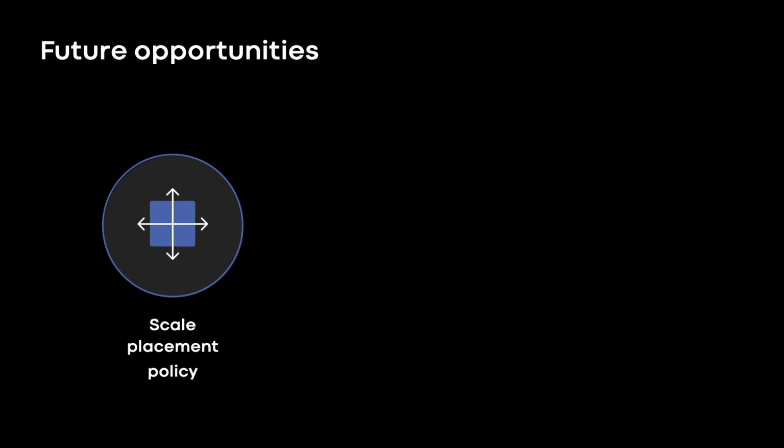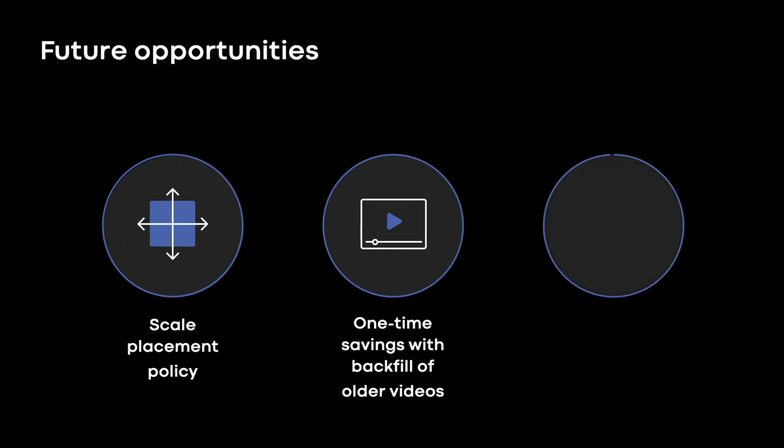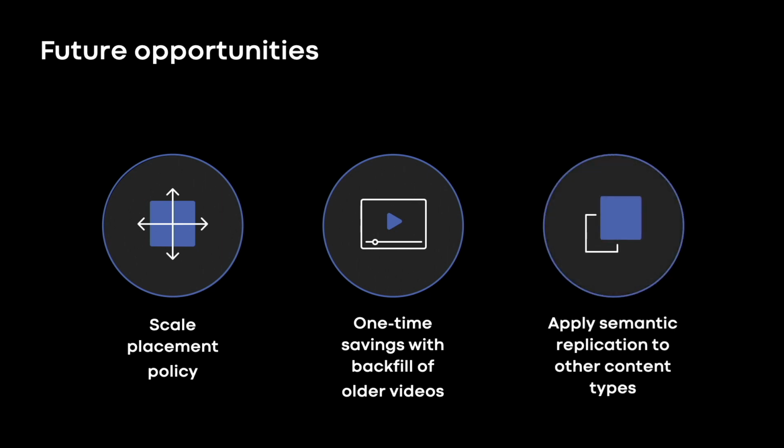So what lies ahead of us? Well, first we want to increase the adoption of the new engine, which has just been launched to production. Then we want to migrate all the old videos to the new engine, such that we can achieve a one-time saving on the storage side. The next step will be exploring applying semantic replication on other content types. One such example would be photos that get stored in different resolutions.